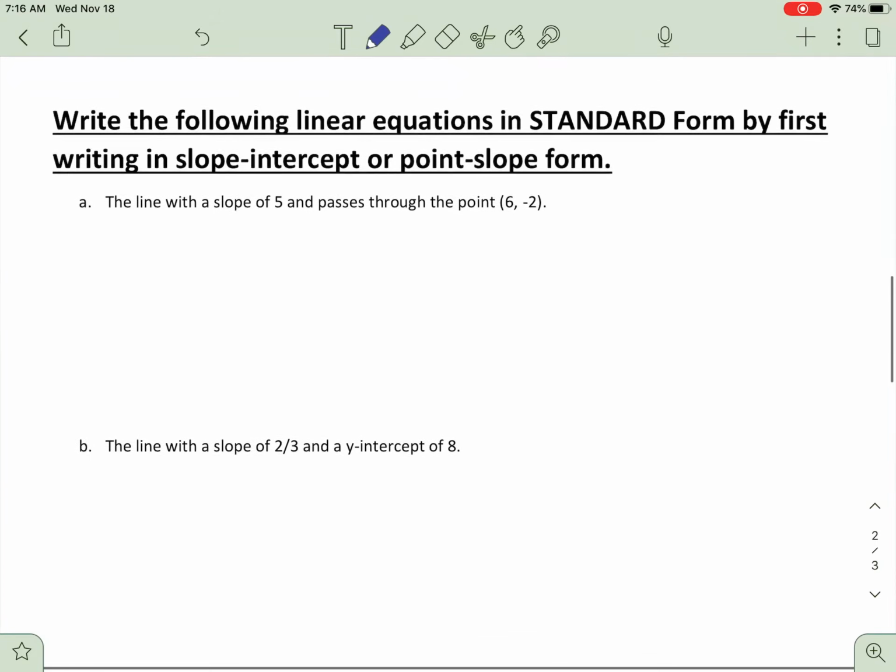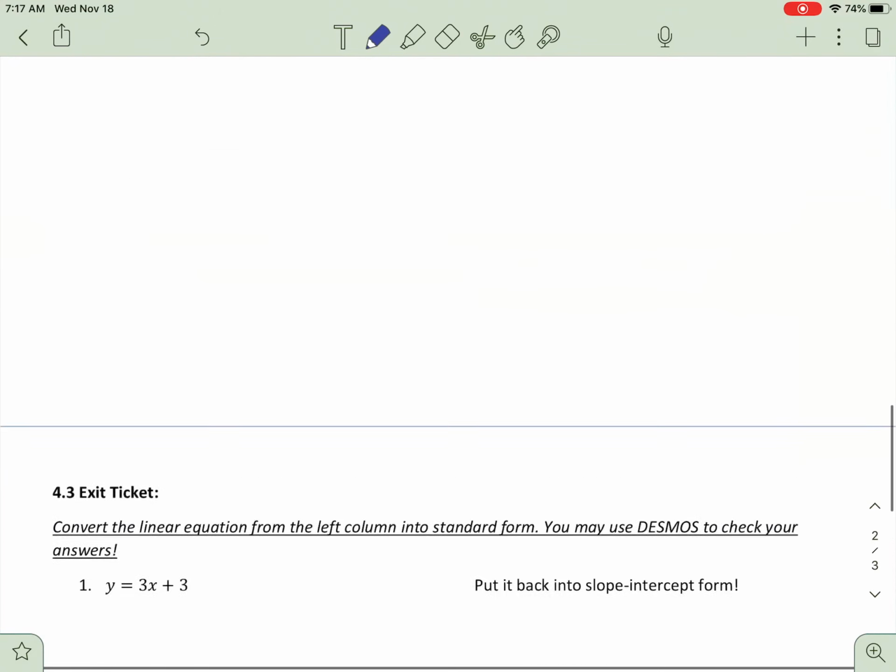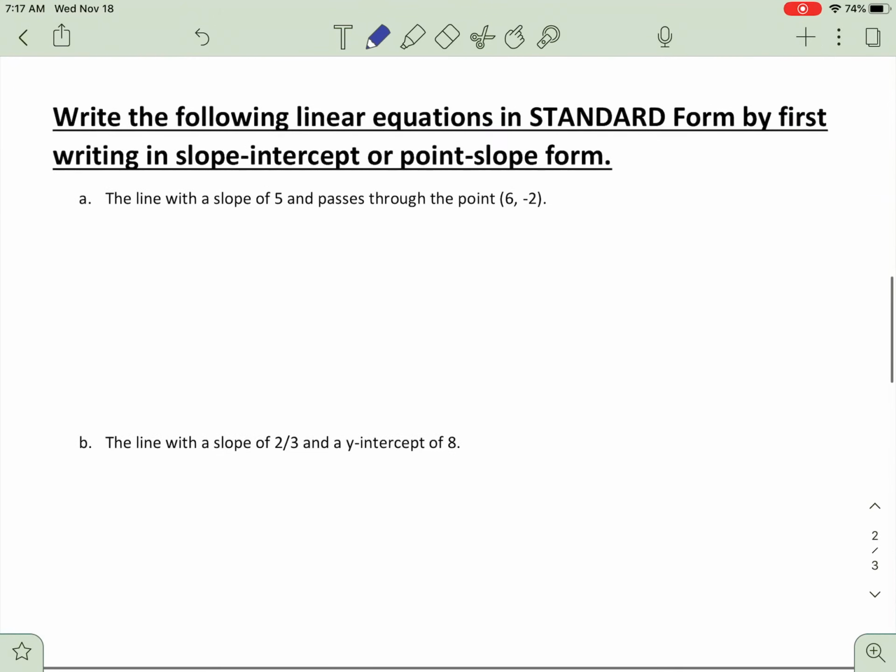Right? Cool. All right, so a couple more examples here. It says write the following linear equations in standard form.